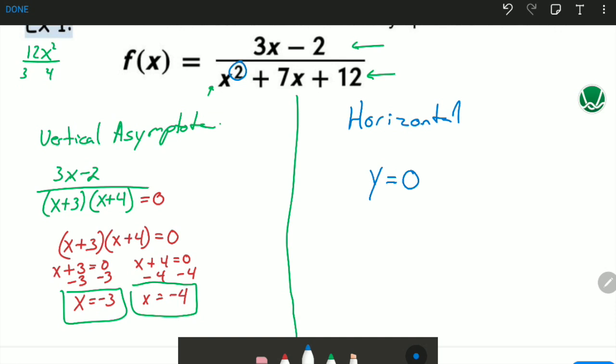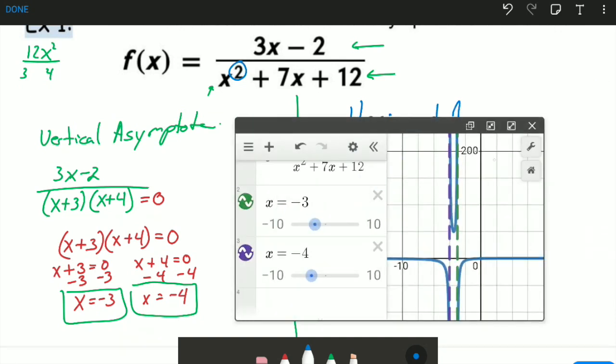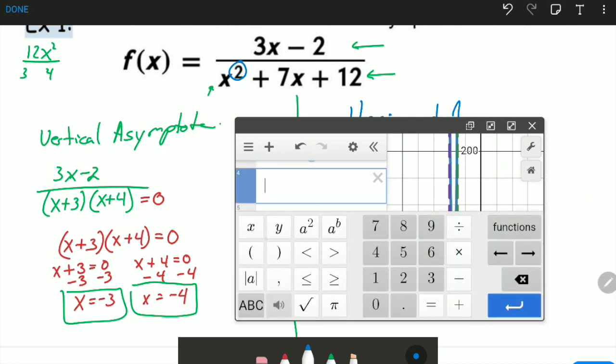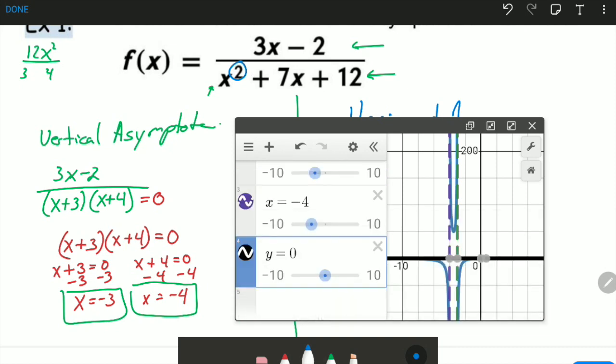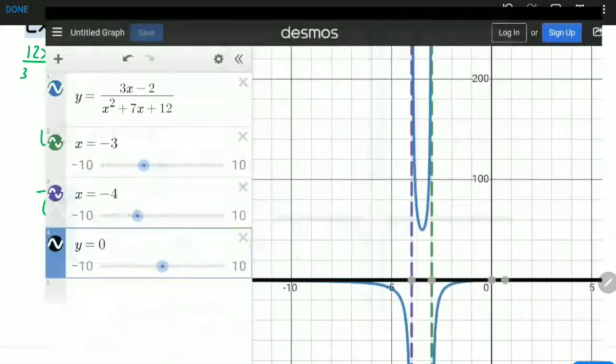And that's actually it for the horizontal asymptotes, just applying that property. But I do want to take one more look at the graph. So y equals 0. We'll go ahead and change that to be a dotted line, just like I did with the others. Then I'll make my graph nice and big.